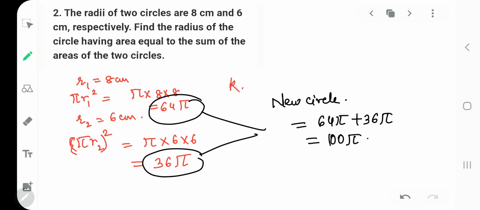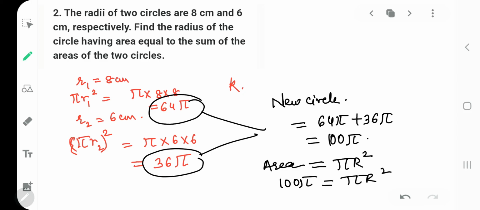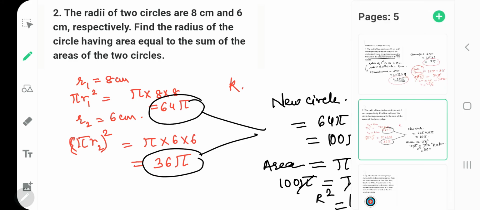That is the area of new circle. What is the formula for area of new circle? It is same pi r square. So area we got 100 pi is equal to pi r square. Pi you can cut it off. R square is equal to 100. From there you will get radius, that is 10 centimeter. Clear?